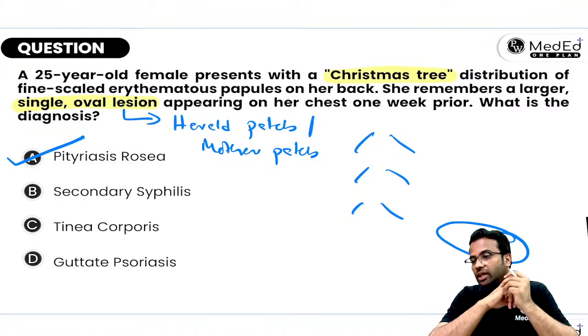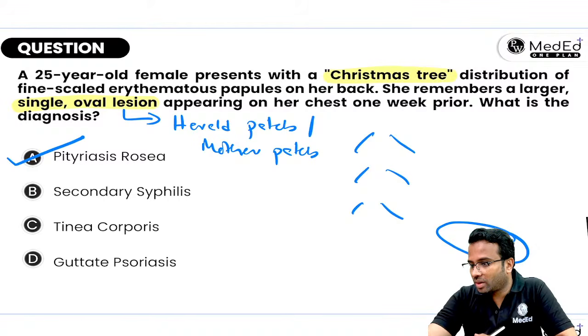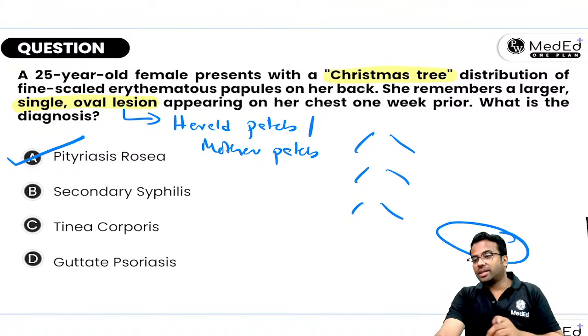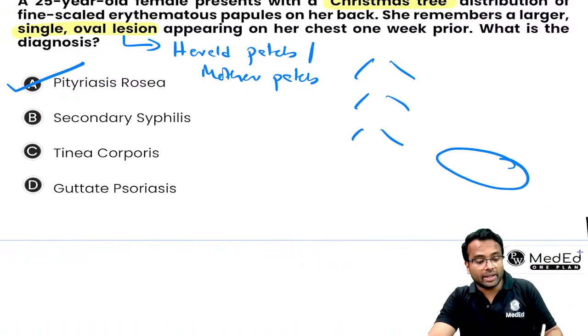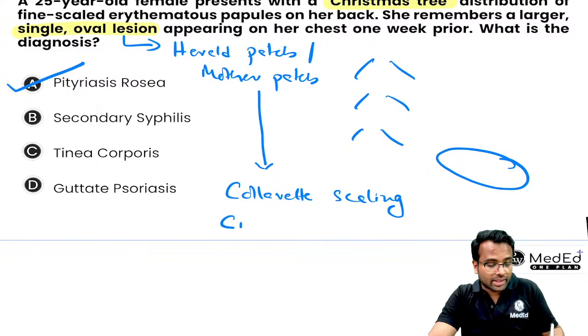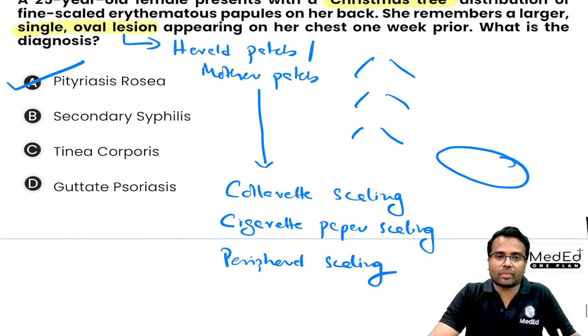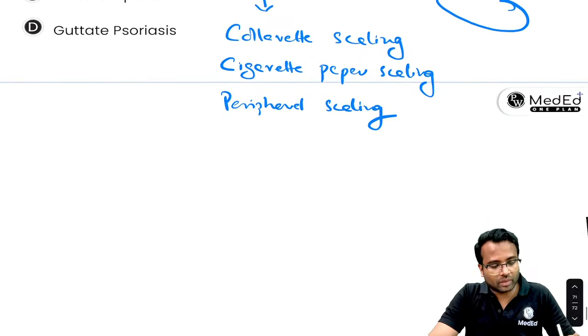All these things can be seen in a condition called pityriasis rosea. Christmas tree gives rose flowers. Harish is telling one more very important finding here. There is a collarette of scaling, or sometimes the MCQ can mention cigarette paper scaling. Collarette scaling, cigarette paper scaling, or peripheral scaling, all these things can be seen in pityriasis rosea. Clear?